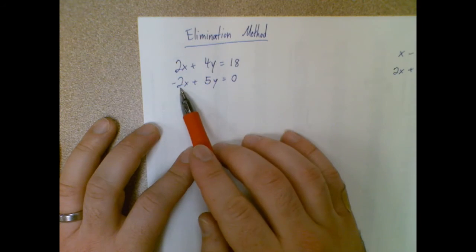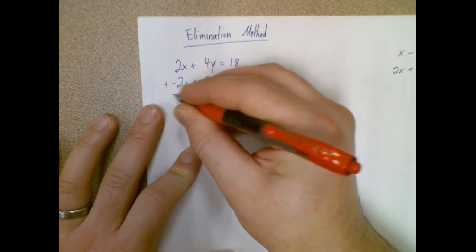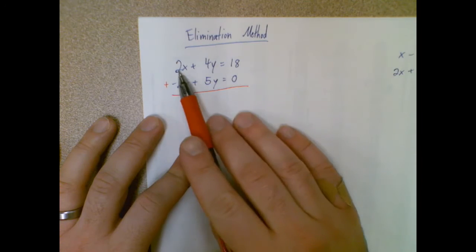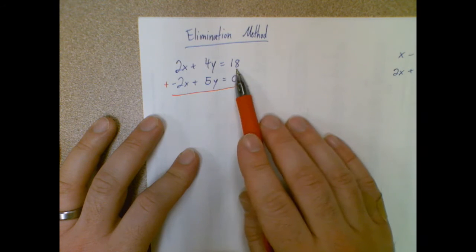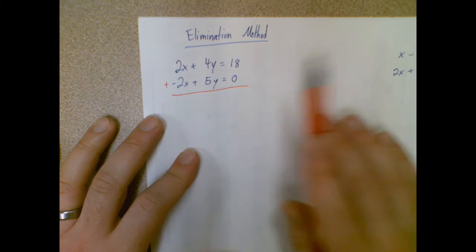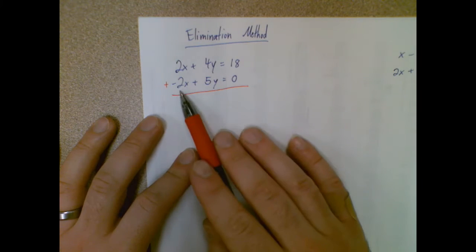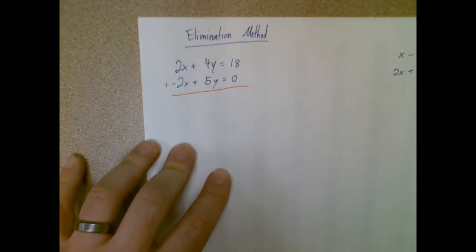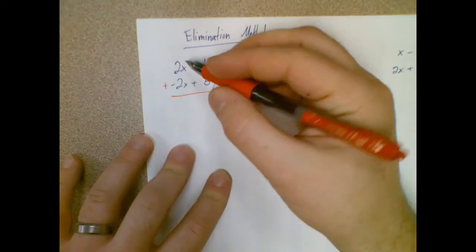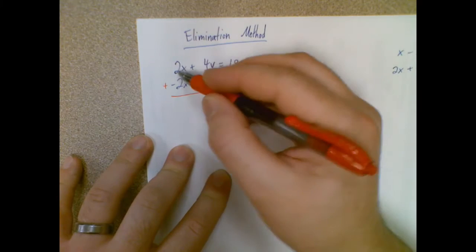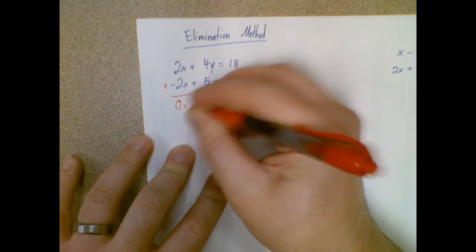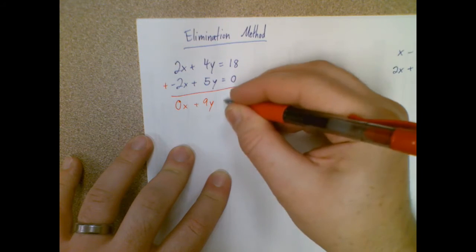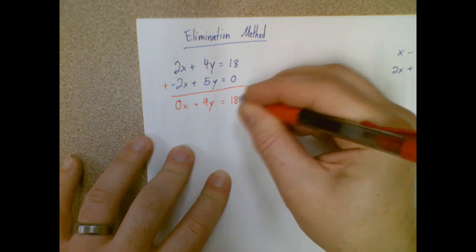So I have 2x and negative 2x, so I can quite literally add these equations together as written. I'm going to make sure everything is in the right order: x, y equals constant, almost standard form there, but I don't care if the a is negative in this instance. But I can go ahead and add those like terms together. So I have 2x and negative 2x is 0x. 4y and 5y is 9y. And then 18 and 0 is 18.